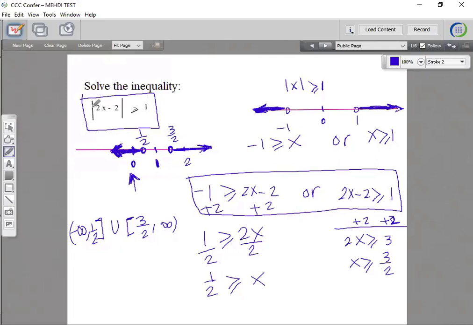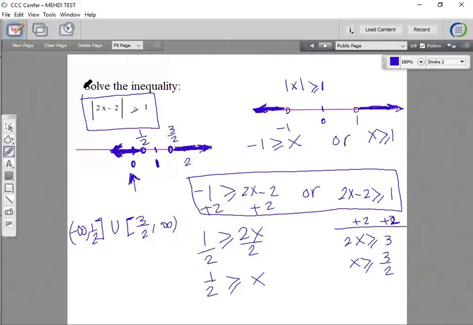No, because we're not claiming 1 as a solution. Let's try 1. 2 times 1 would be 2. 2 minus 2 would be 0. Absolute value of 0 is 0. Is 0 greater than 1? No, that's good, because we are not claiming 1 as a solution. So you can easily check your answer after you claim your solutions, and you can see whether this is true.